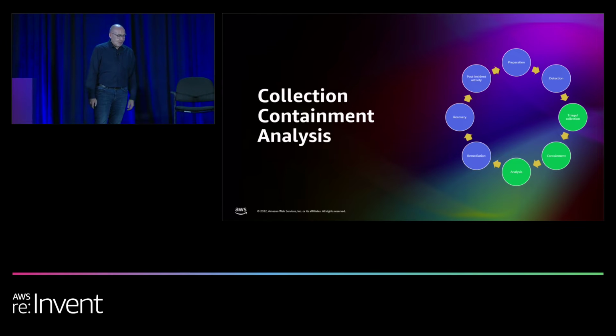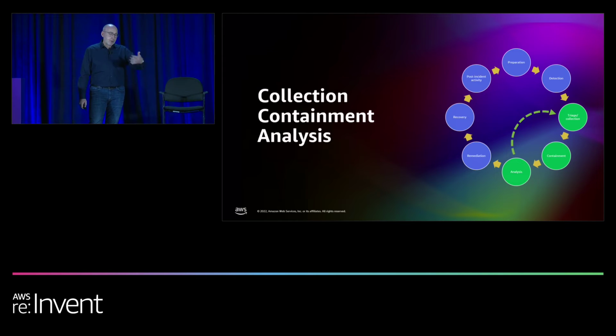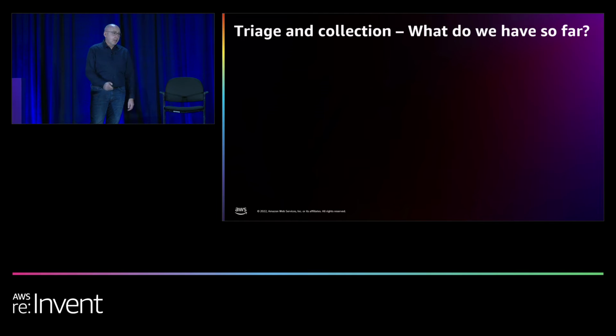All right, let's take a look at the next phases, multiple of them. So we're taking the collection, containment, and analysis phases and putting them into one chapter, because this is basically where we're seeing quite a lot of iterations. So we'll talk through those 3 things together, but still starting with what we called triage and collection. And let's take a look at what we have seen so far in the detection phase.